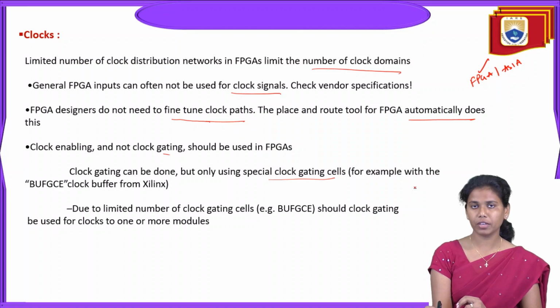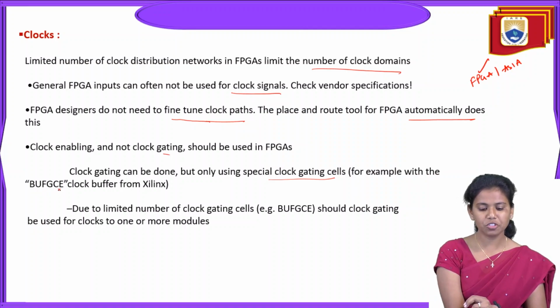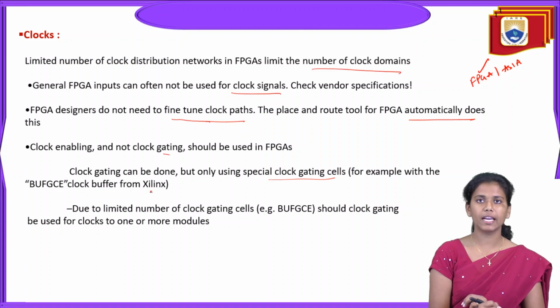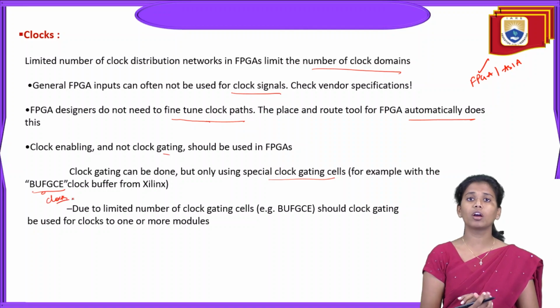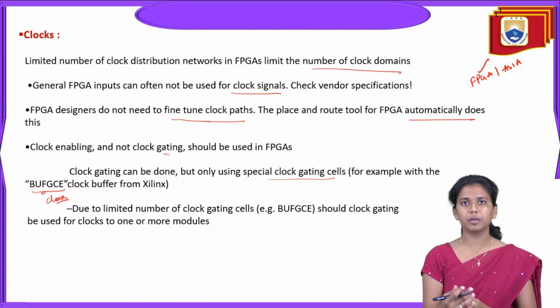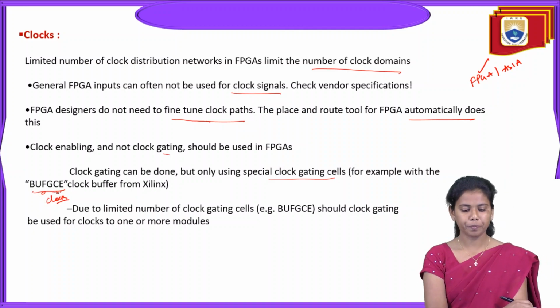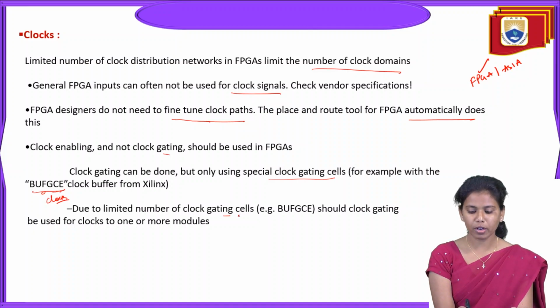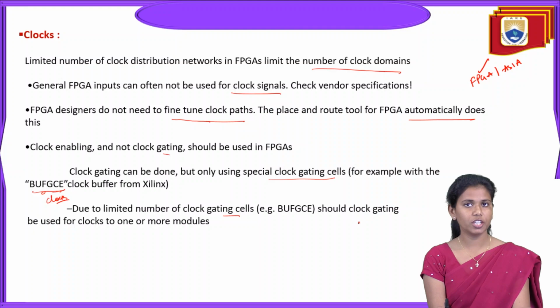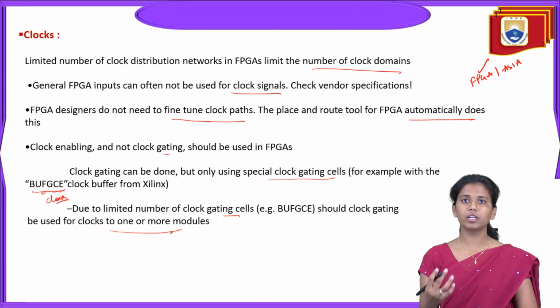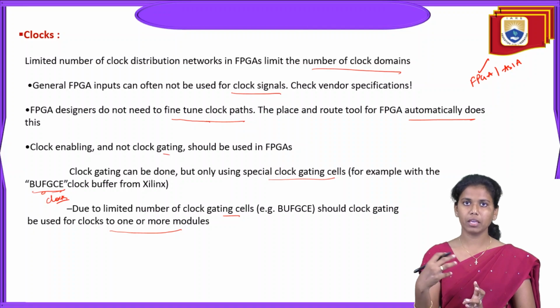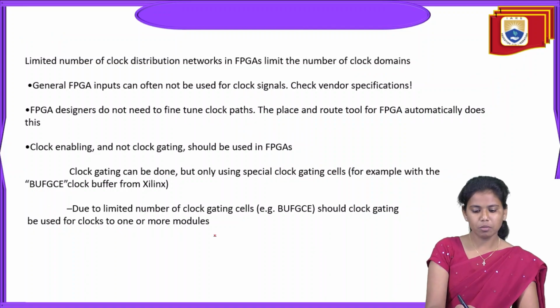Here they have given, for example, a BUFGCE. That means a clock buffer from Xilinx. This resembles the usage of clock gating. So for clock gating purposes, I can go with this BUFGCE. Due to the limited number of clock gating signals, this BUFGCE should be used for clock gating of clocks to one or more modules. As we have limited clock signals, only those limited clock signals can be given to other modules as well.